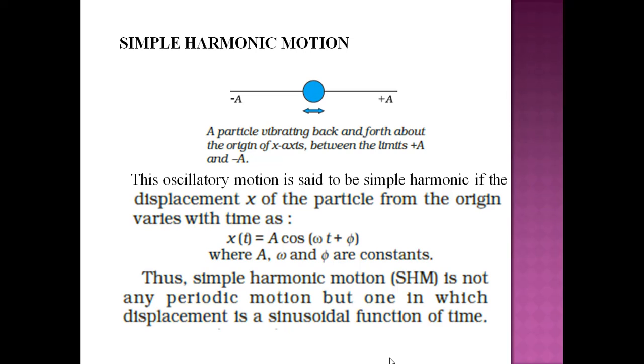This type of oscillatory motion is said to be simple harmonic if the displacement x of the particle from the origin varies with time according to the equation x(t) equal to A cos (omega t plus phi), where A, omega and phi are constants. A stands for amplitude, omega stands for the angular frequency, and phi stands for phase. Simple harmonic motion is not just any periodic motion, but one in which displacement is a sinusoidal function of time.